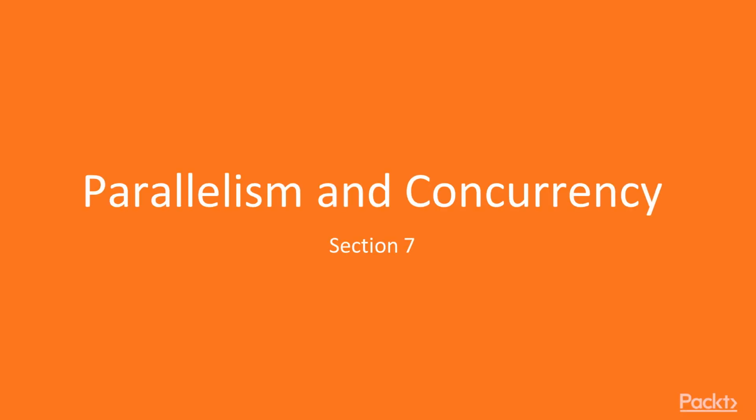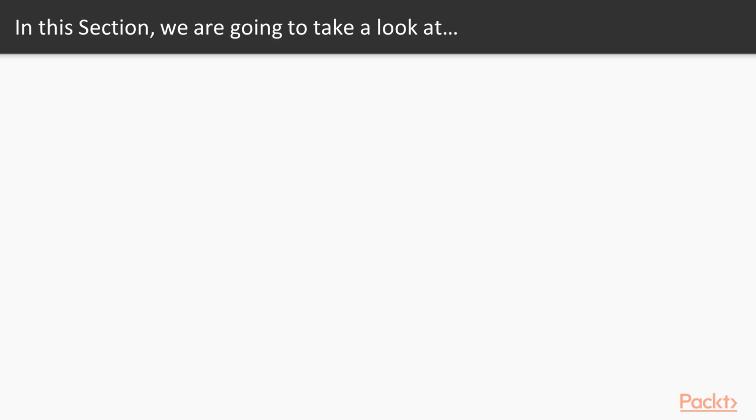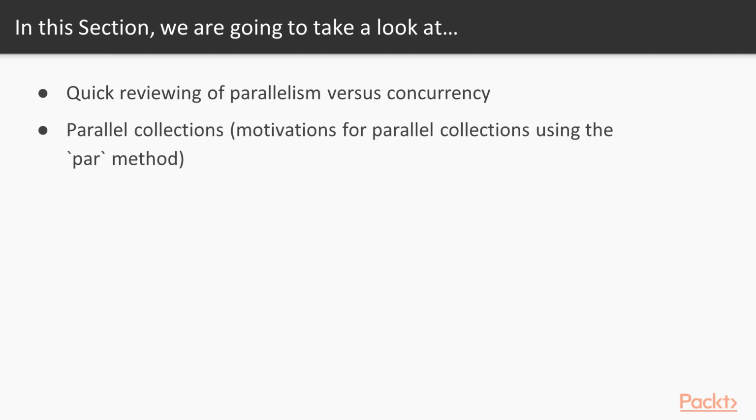Welcome to section number 7, the last section in our Scala programming course, about parallelism and concurrency in our code. In the first video, we'll understand the difference between parallelism and concurrency. There will be a quick overview of both concepts. The second video will be about parallel collections. We'll see motivations for parallel collections using the par method.